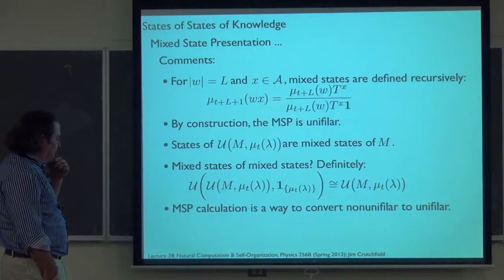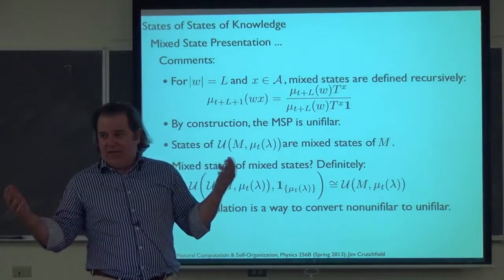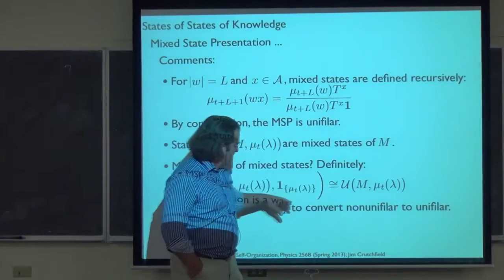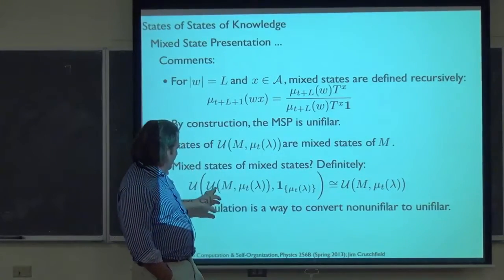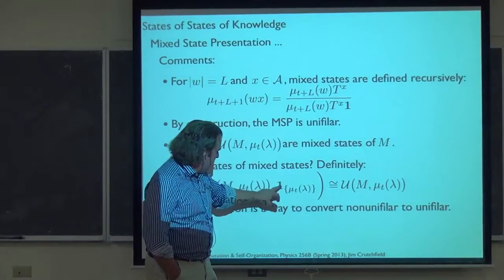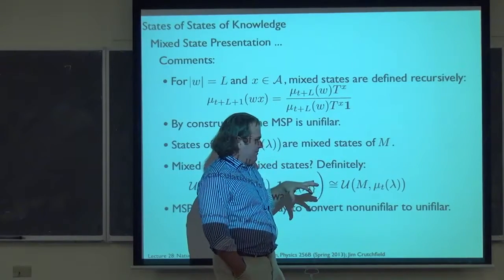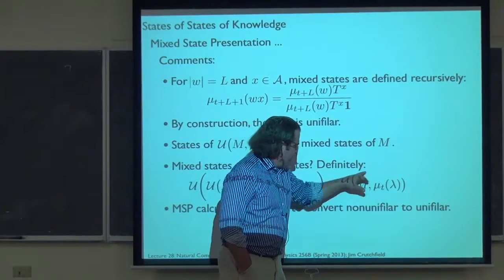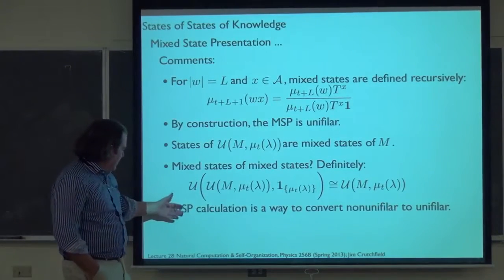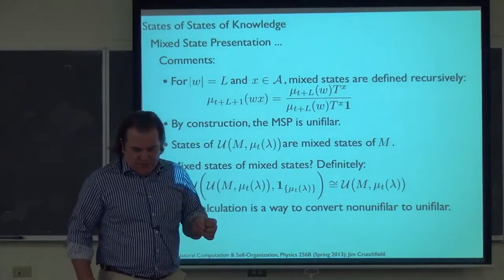We can think about mixed states of mixed states. I mean, if I have another presentation, that's also a hidden Markov model, and I can do it again. Turns out that this tops out if you use the start state. So what I'm doing here is I'm applying U to the mixed state presentation of M, but I choose this start state with all the probability on the original state distribution, and then the names have changed, but it's isomorphic to the original mixed state presentation of M. And then a final important point is that I now think of this operator U as a way of converting non-unifilar presentations to unifilar.